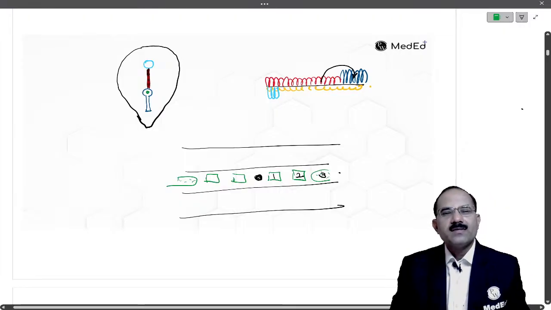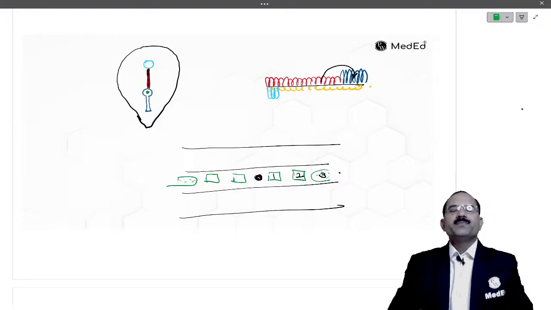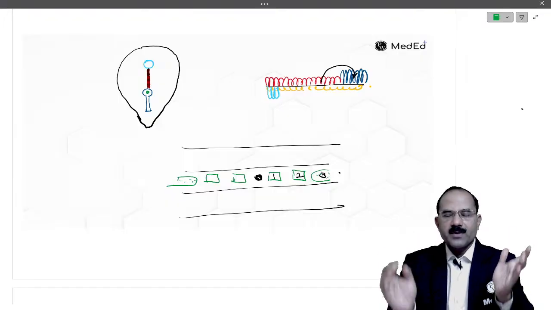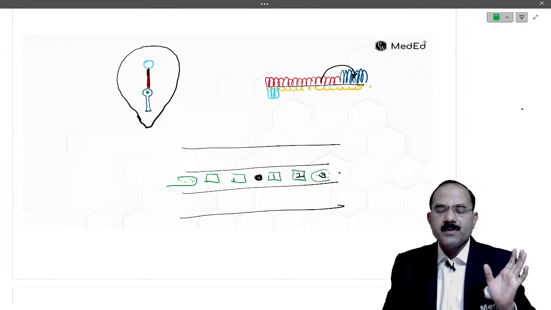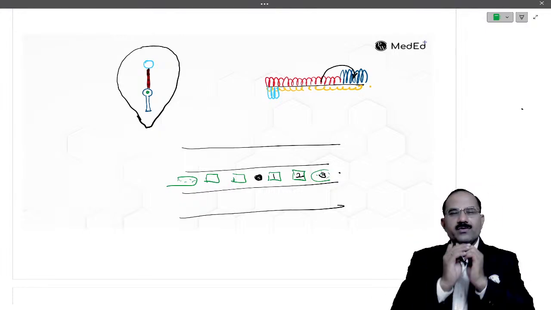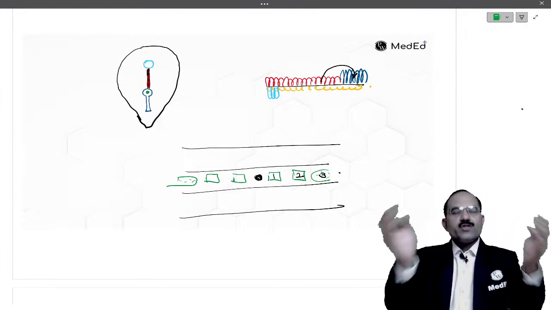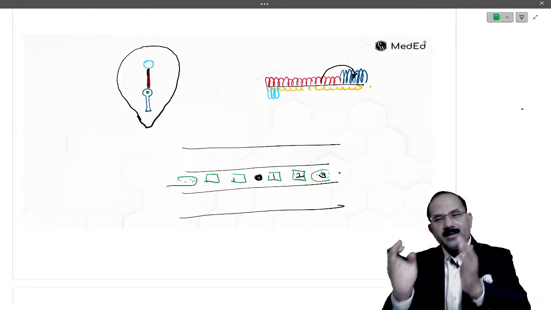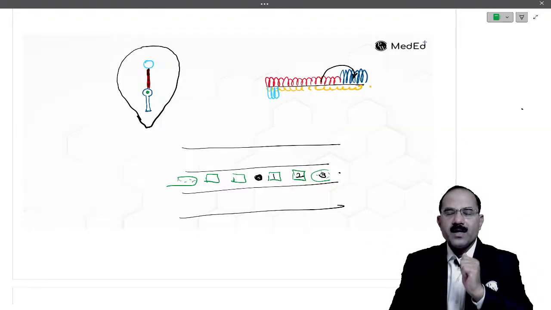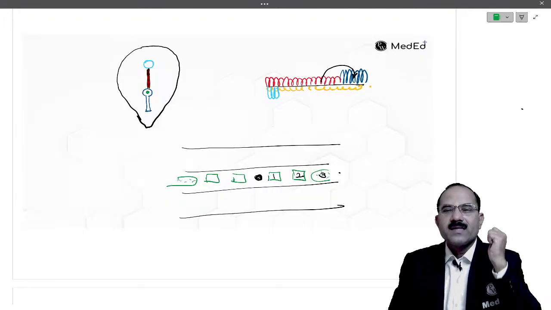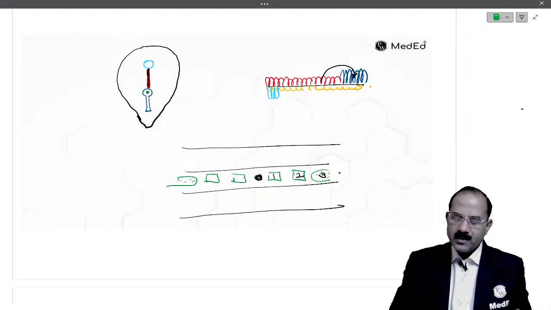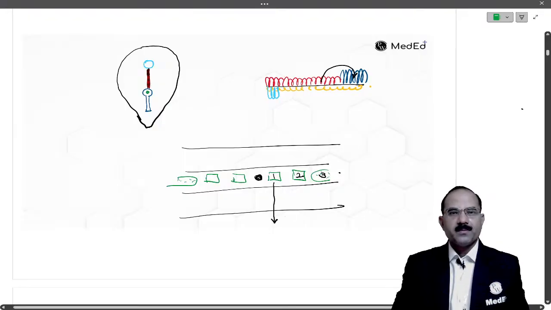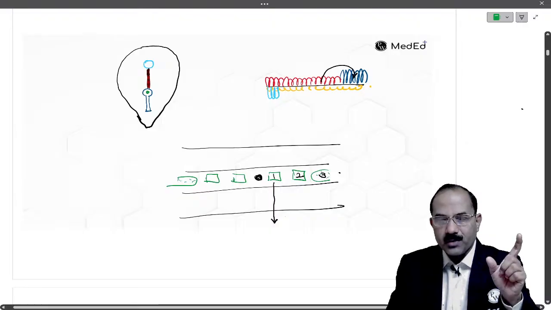Number one is the paraxial mesoderm, number two is the intermediate plate mesoderm, and number three is the lateral plate mesoderm. You have to know the derivatives of this mesoderm. The paraxial mesoderm forms what is known as the somites. And somites will divide into a dermomyotome and a sclerotome. The dermomyotome forms the dermis and the skeletal muscles. The sclerotome forms the vertebral column and the ribs. So that's the paraxial mesoderm, which forms somites. Remember, that's a very important MCQ.